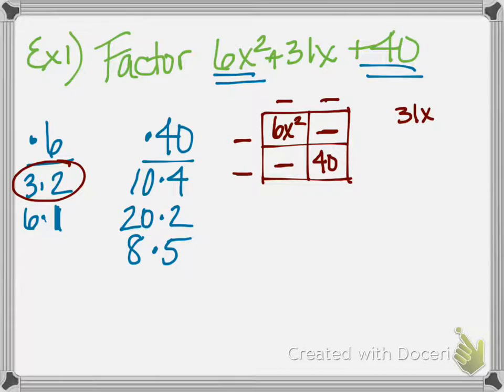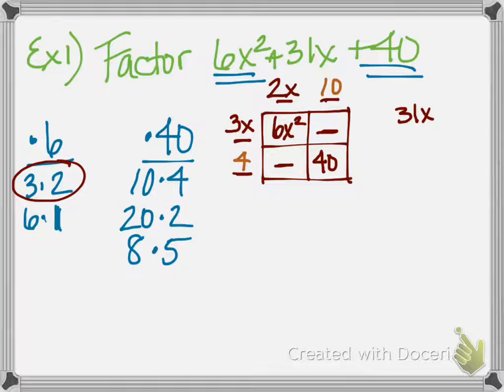So I've listed my pairs out. I'm going to start with 3x and 2x because 3x times 2x is going to give me that 6x squared. Now I have to look for pairs of 40. So I'll start with my first one here, 10 times 4. Here's 10, here's 4. It doesn't matter if it goes on the side or on the top. I could have the 4 up top where the 10 is and the 10 over where the 4 is. That's not going to make a difference.